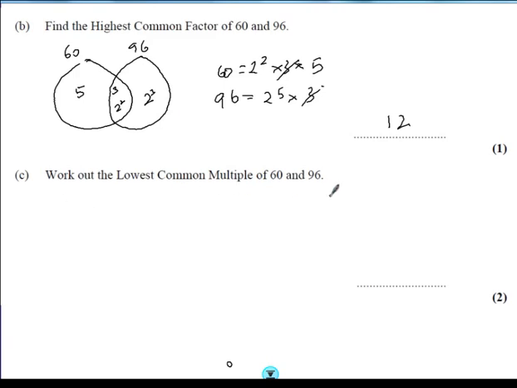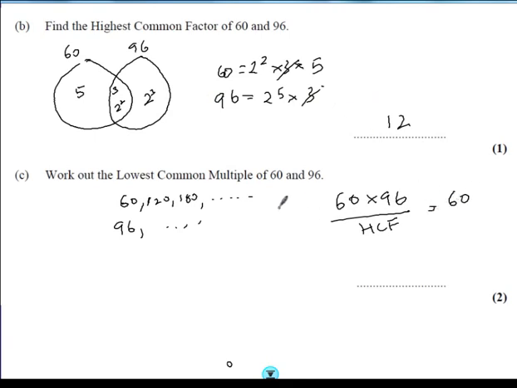When it comes to working out the lowest common multiple of 60 and 96, if the numbers are simple, you can just write down the 60 times table and the 96 times table, and find the lowest number that's in both. That's okay, but it can be quite long-winded. So I'm going to show you a quick way. All you do is multiply the two numbers together and divide by their highest common factor. We've just worked out the highest common factor of these two numbers is 12.